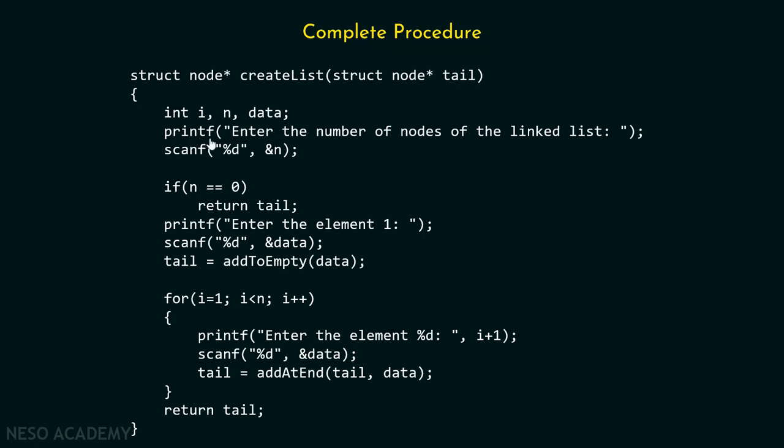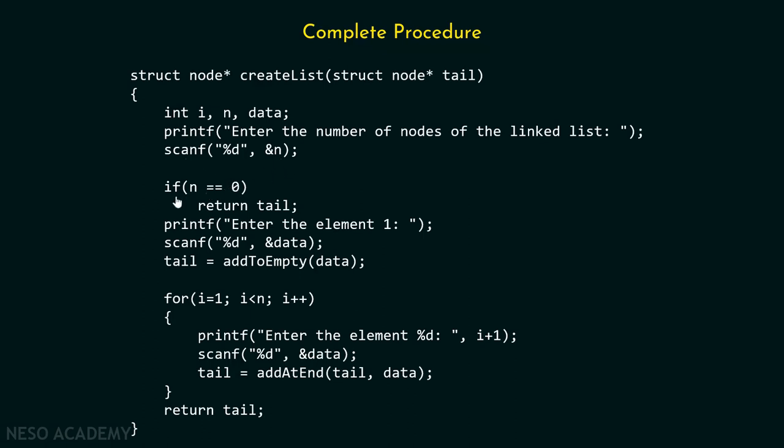After this, I'm calling this printf function to print this message, that is enter the number of nodes of the linked list. That means I want to ask the user to enter the number of nodes you want to add in the linked list. I will store that number within this n variable. That is why I am calling this scanf function.